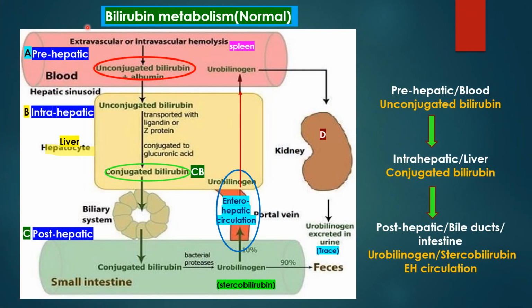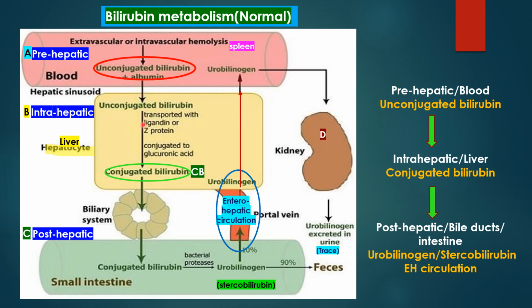In this slide, we look at the bilirubin metabolism in normal individuals. In this chemical pathway, there are three main phases: the prehepatic phase, the intrahepatic phase, and the posthepatic phase. In the prehepatic phase, which takes place in the circulation, the RBCs are destroyed in the spleen mainly, and this produces unconjugated bilirubin. And this unconjugated bilirubin is non-water soluble.